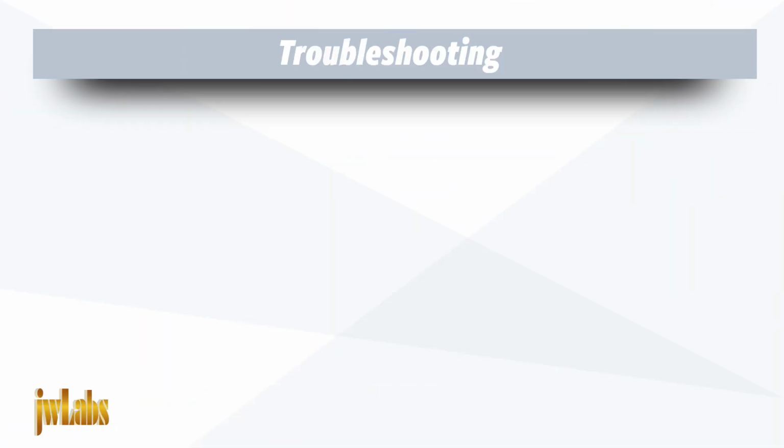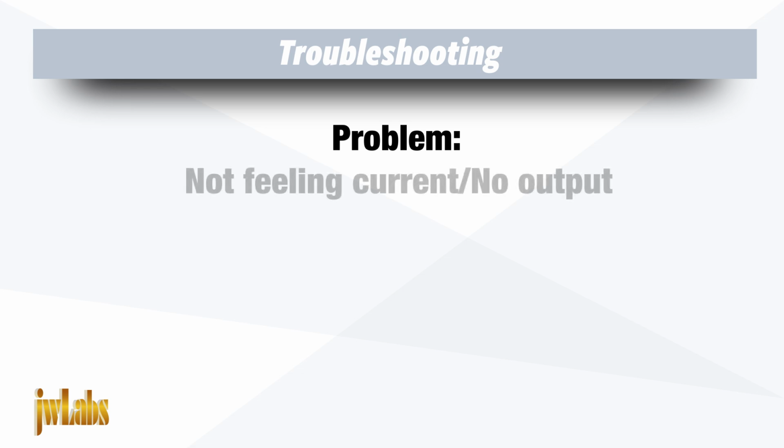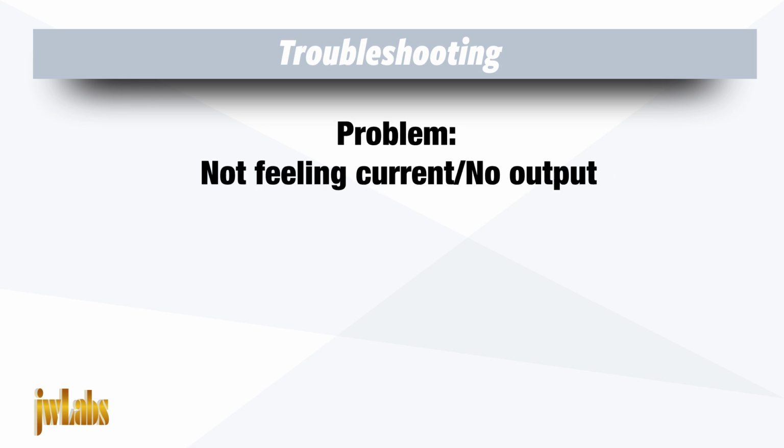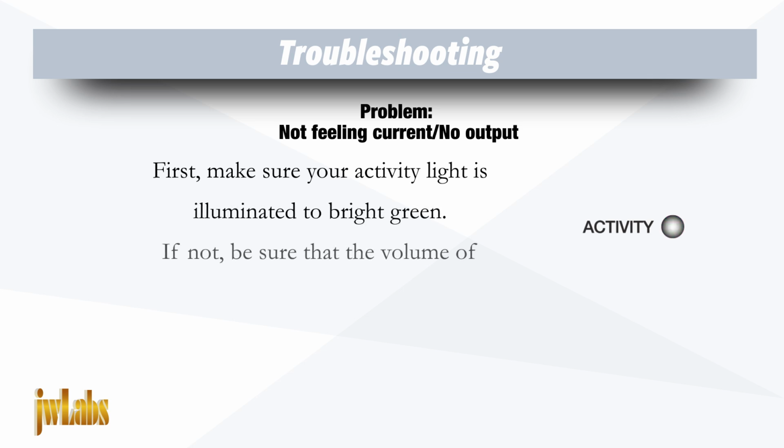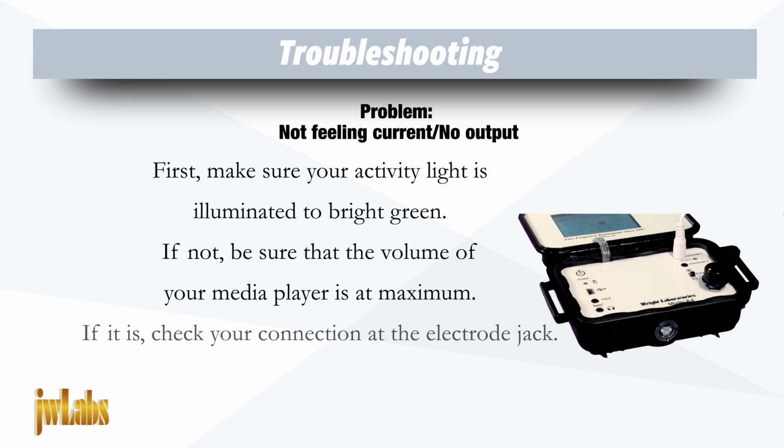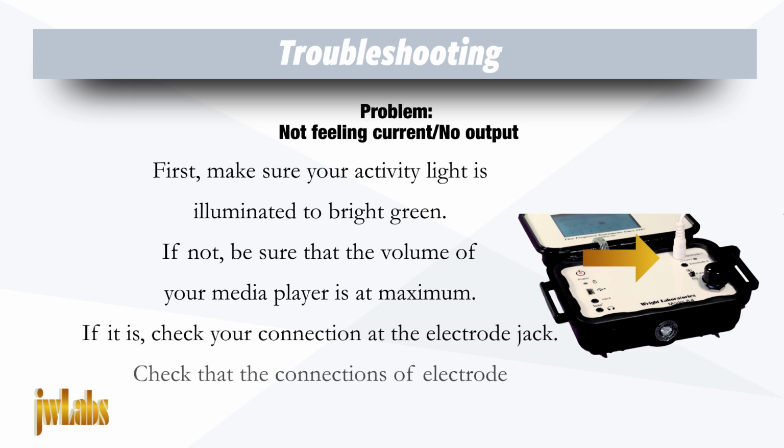Troubleshooting. Problem: not feeling current, no output. First, make sure your activity light is illuminated to bright green. If not, be sure that the volume of your media player is at maximum. If it is, check your connection at the electrode jack. Check that the connections of electrode wires are firmly in place.